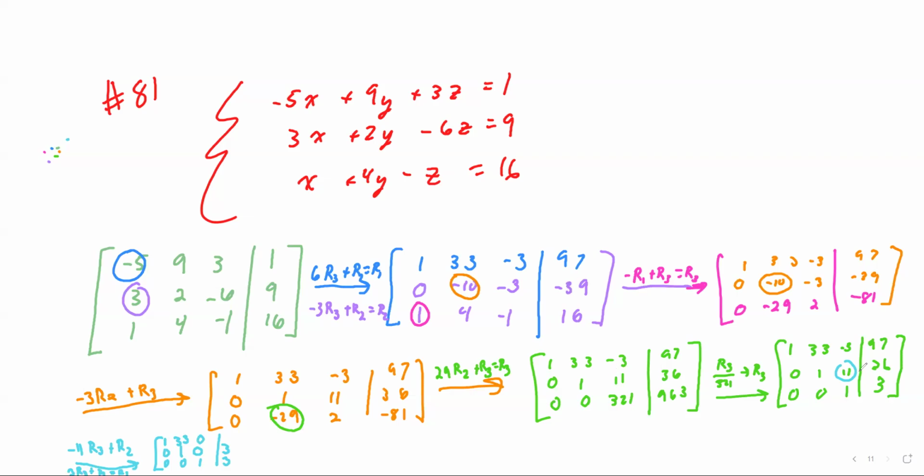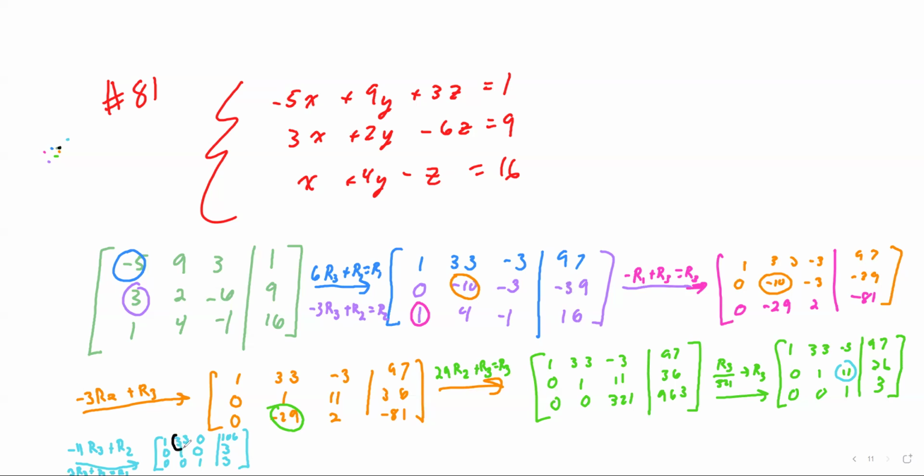And then 3 times 3 is 9. 9 plus 97 is 106. So again, 9 plus 97, 106. All right, so here we go. Here's our last step.